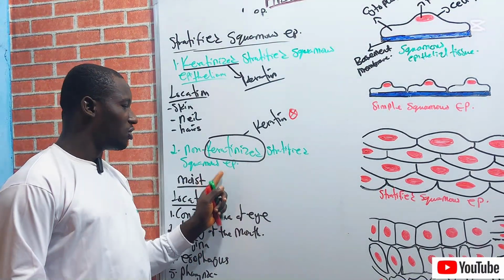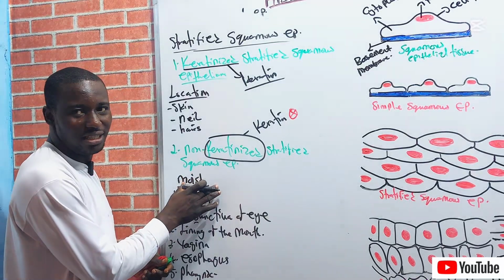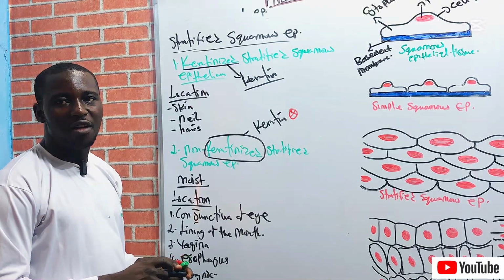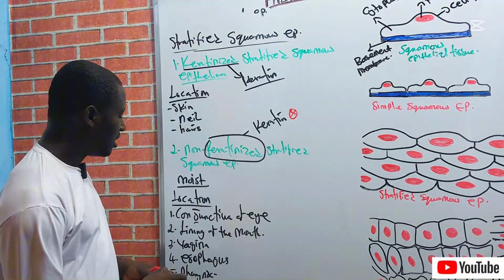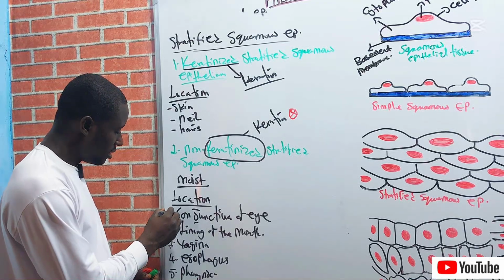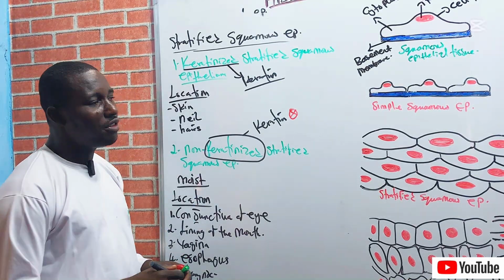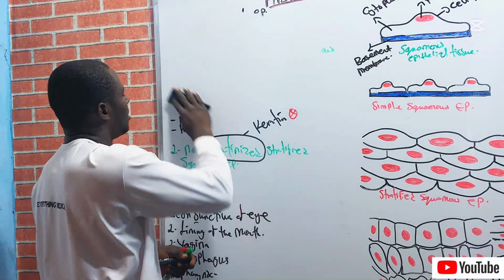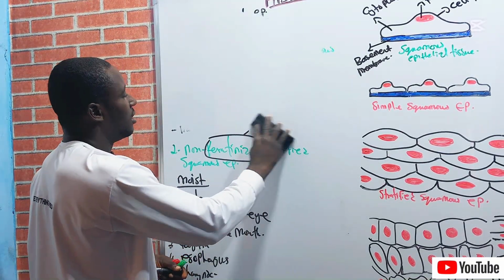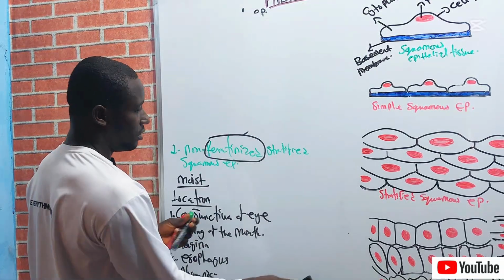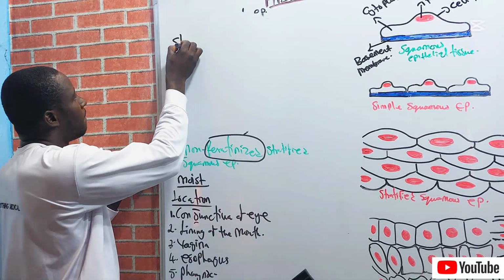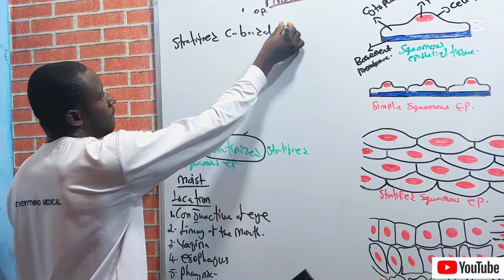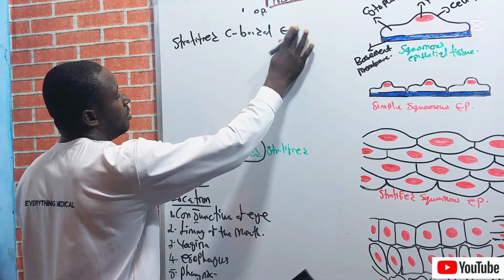Non-keratinized stratified squamous epithelium. This is the most important thing that defines it. They are found in the moist surfaces. So that is all about it. Okay, now let's delve into the second one, which is stratified cuboidal epithelium.